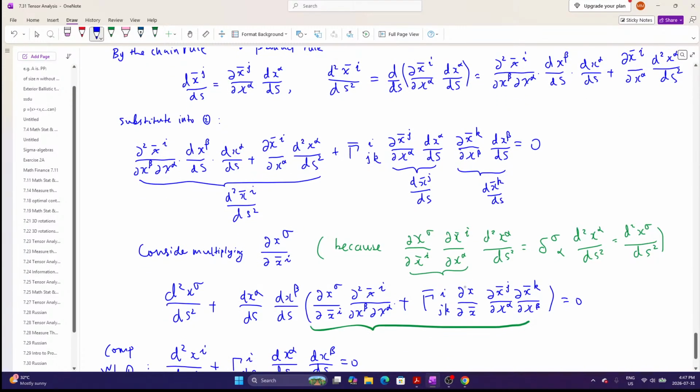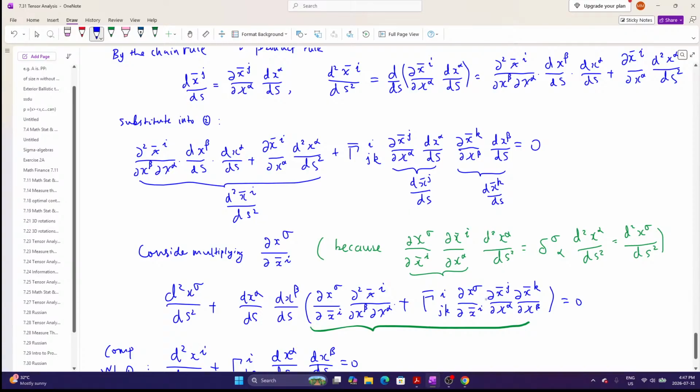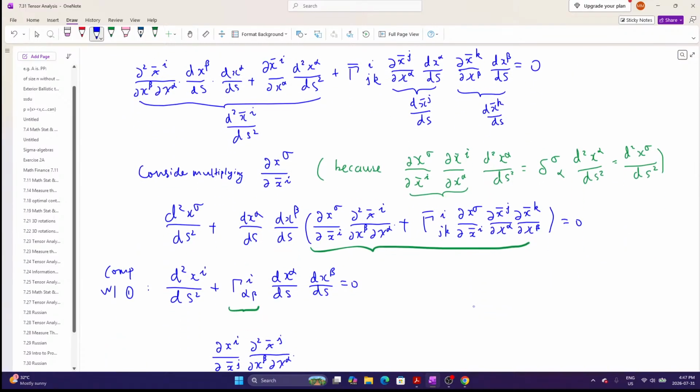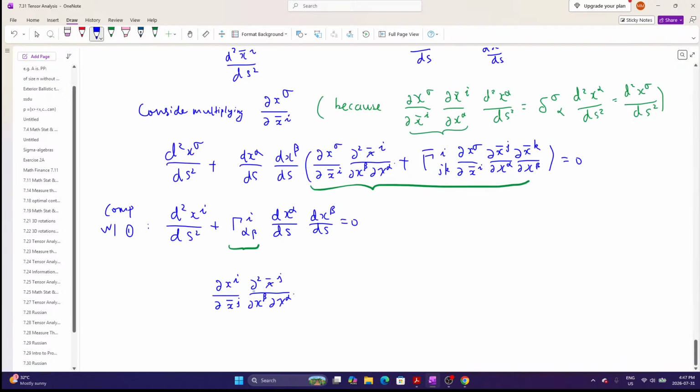All right. So here you multiply dx sigma over dxi. So no contraction can happen here. See, all indices are unchangeable. So basically now you're pretty much done. That's the old Christoffel symbol in terms of the new Christoffel symbol.